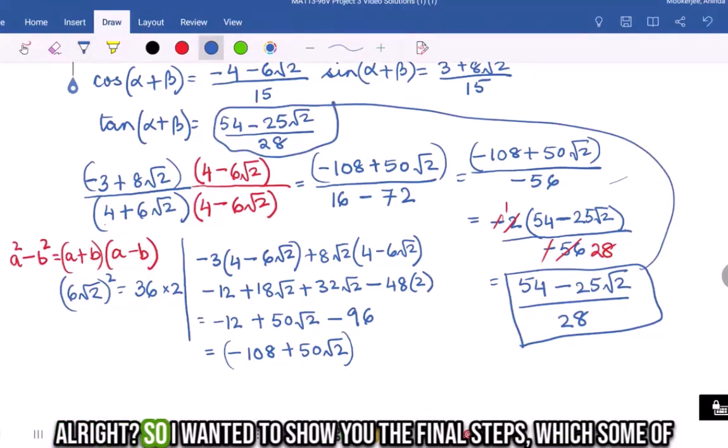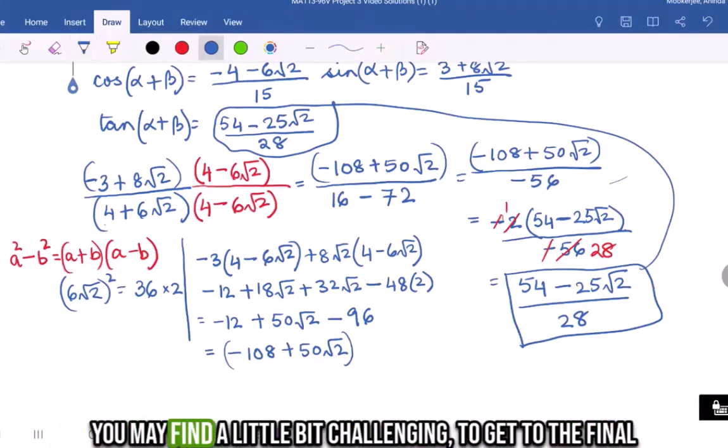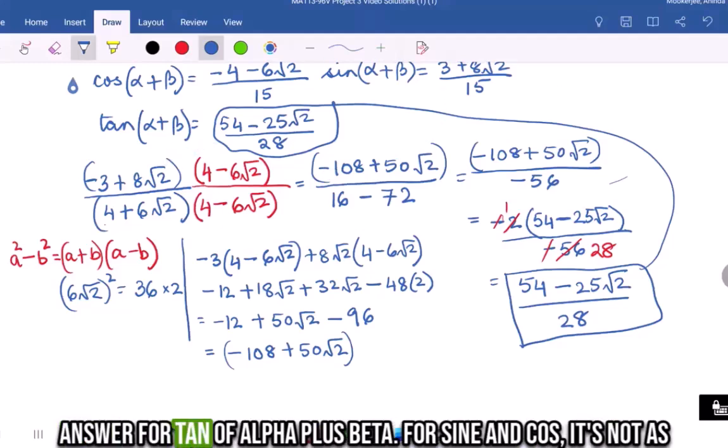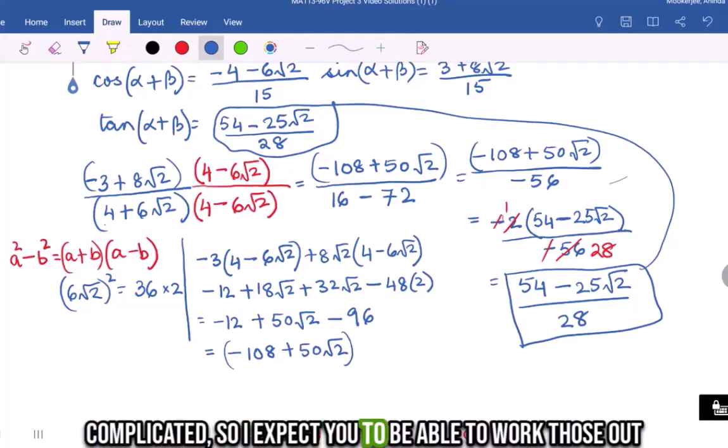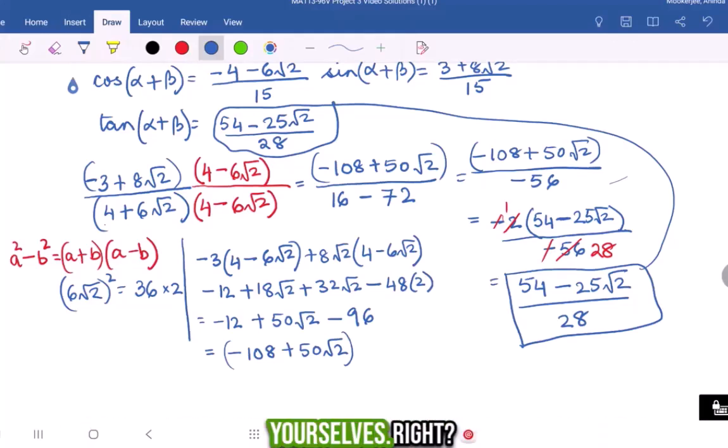All right. So I wanted to show you the final steps, which some of you may find a little bit challenging to get to the final answer for tan of alpha plus beta. For sine and cos, it's not as complicated, so I expect you to be able to work those out yourselves. All right?